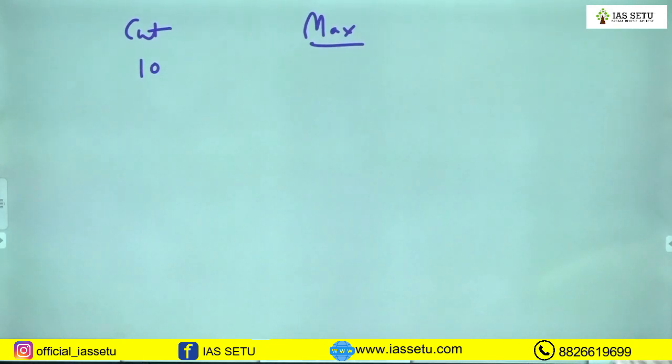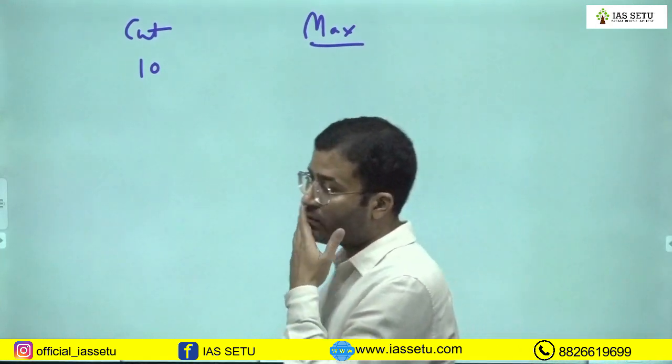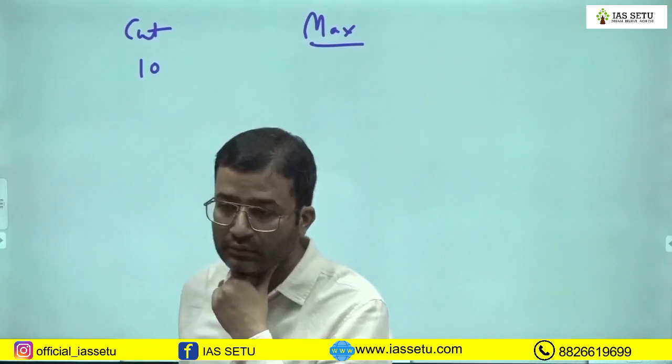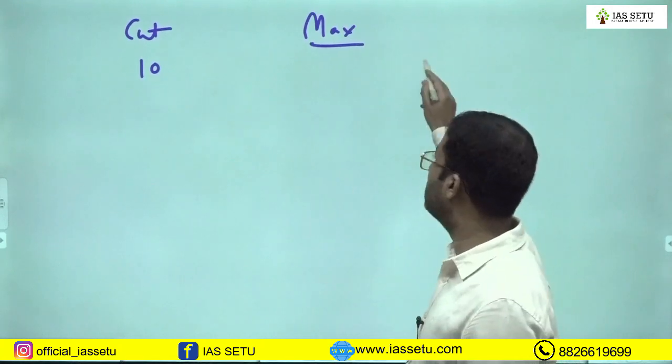What answer are you getting? 243. 60, 60, 80, 75 is also coming, 72 is also coming. These are the common answers. 36, 128. Anyone getting answer 36?